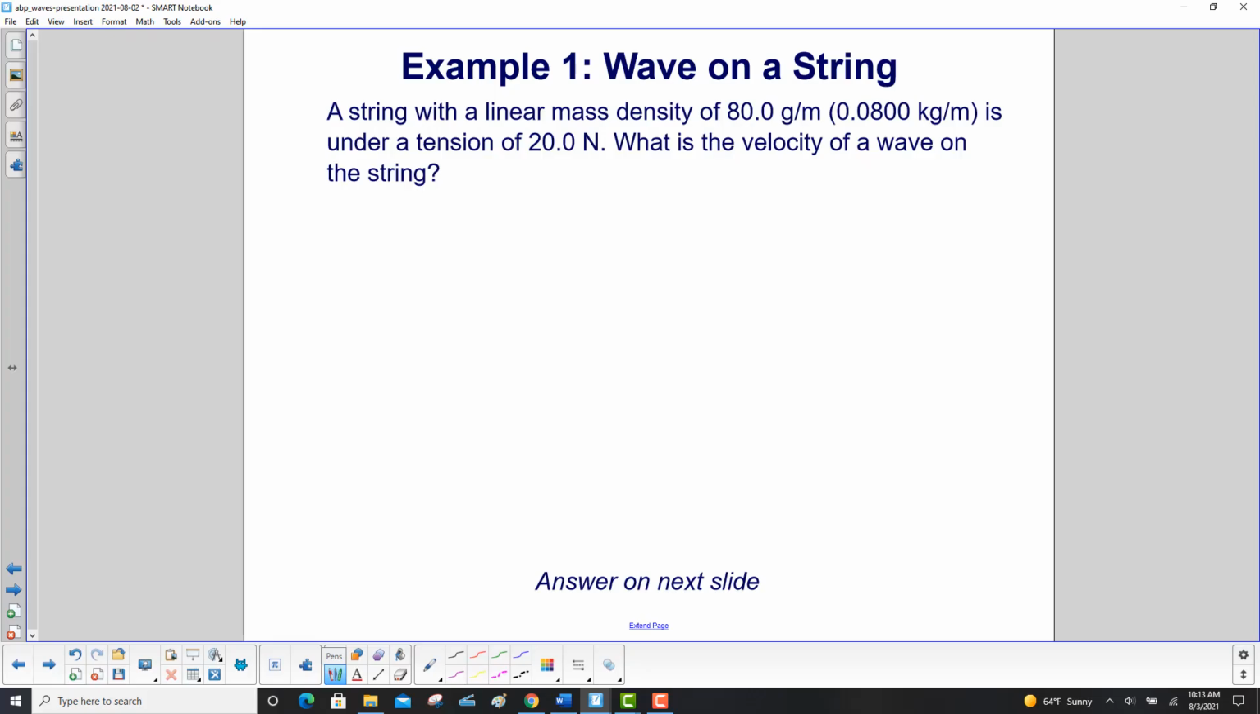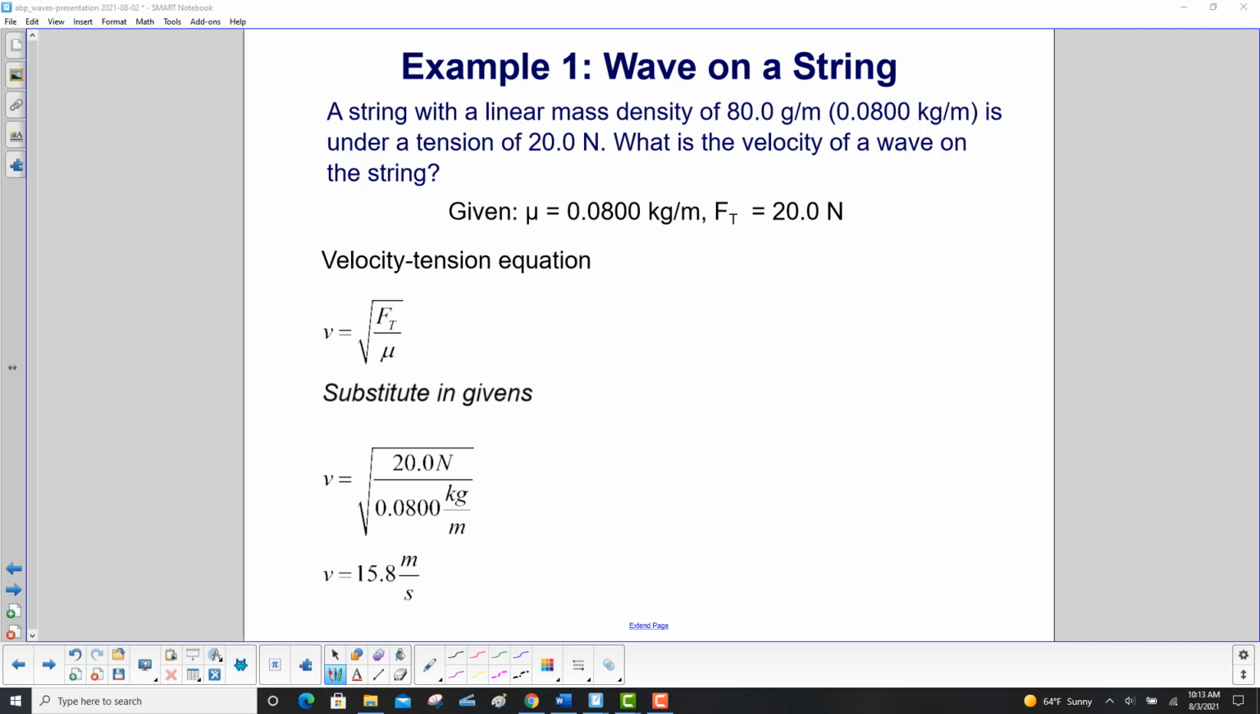A string with a linear mass density of 80 grams per meter, and we've already converted that to kilograms per meter by moving the decimal place 3 places to the left, is under a tension of 20 newtons. What is the velocity of a wave on the string? We write down the givens. Here's the linear mass density, mu.